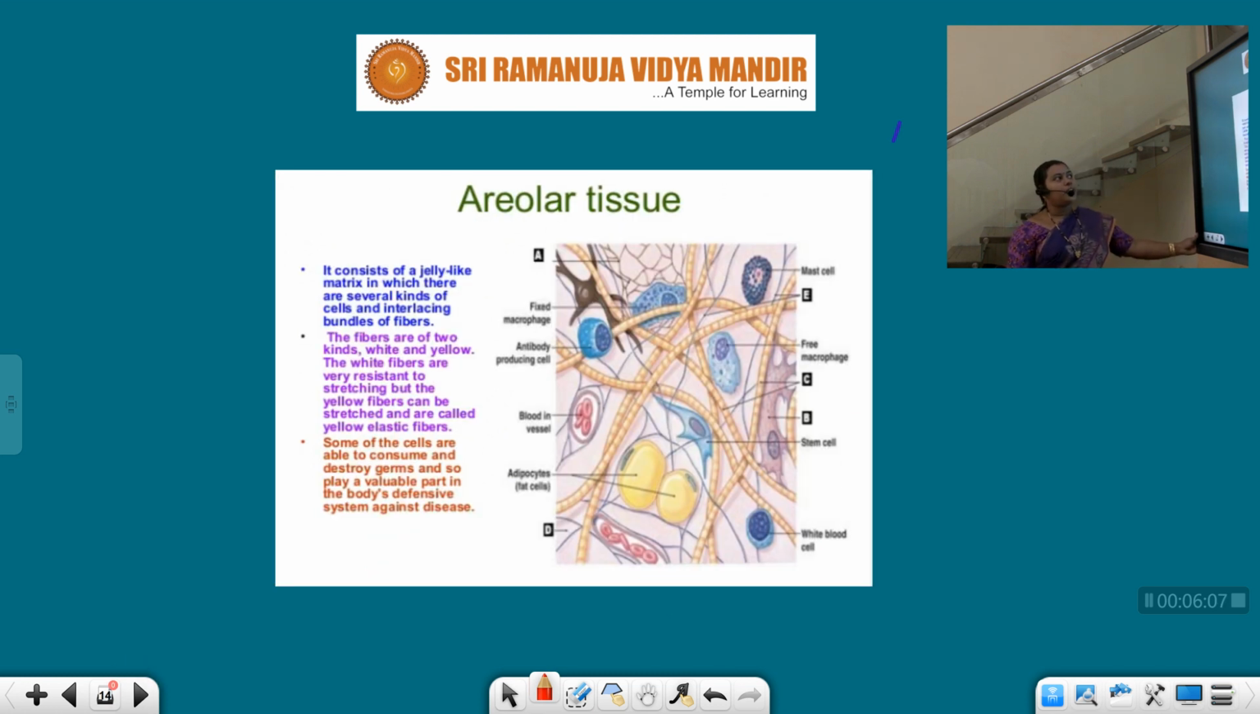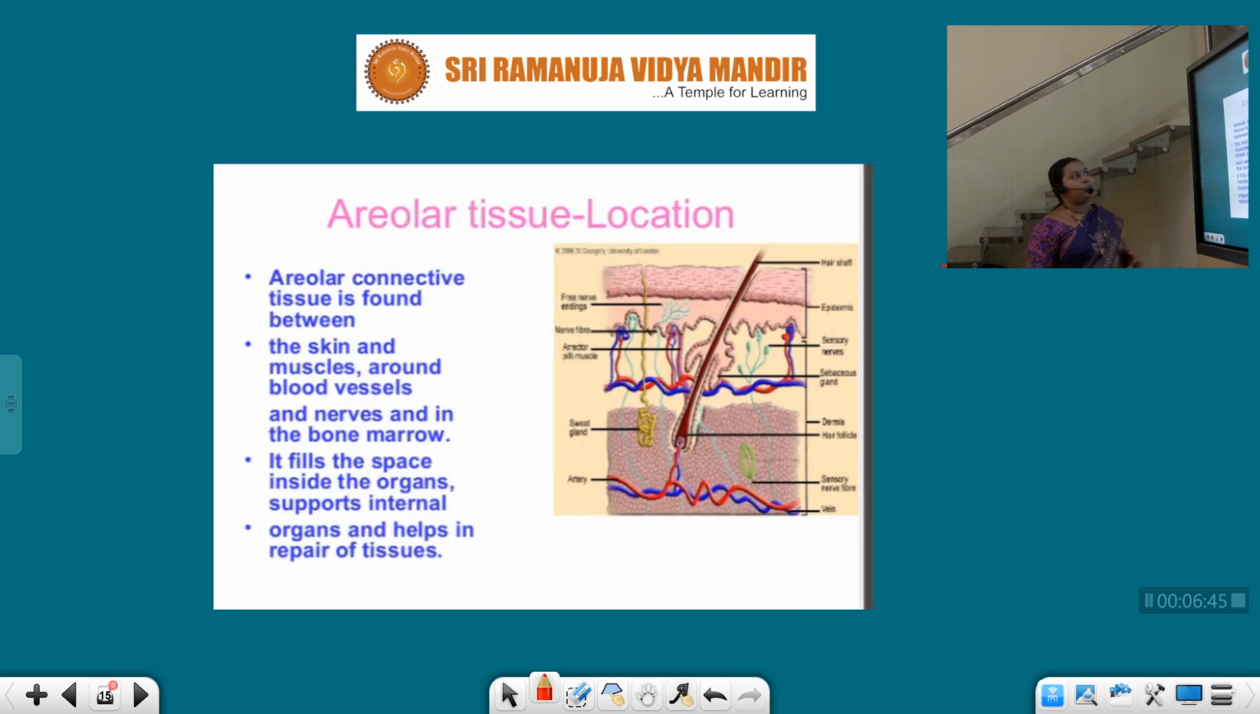Areolar tissue. It consists of a jelly-like matrix in which there are several kinds of cells and interlacing bundles of fibers. Here the fibers are of two types, white and yellow. White fibers are very resistant to stretching, but yellow fibers can be stretched and are called yellow elastic fibers. Some of these cells are able to destroy germs, and so play a valuable part in the body's defense mechanism against diseases or pathogens.